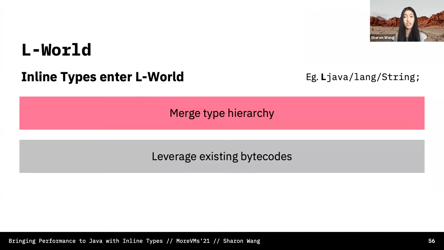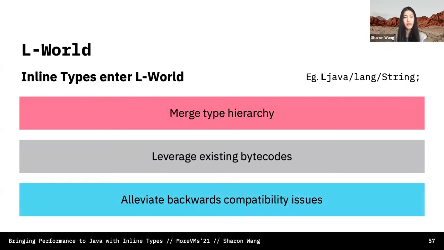Additionally, instead of managing the new separate set of 9 bytecodes for inline types, we reuse the existing bytecodes used for objects and just overload them for use with inline types. There are 2 bytecodes that are being carried over from the initial MVT prototype, and we'll go over that a little bit later. Overall, the changes in L world help alleviate the backwards compatibility issues that were rendering inline types quite unusable.